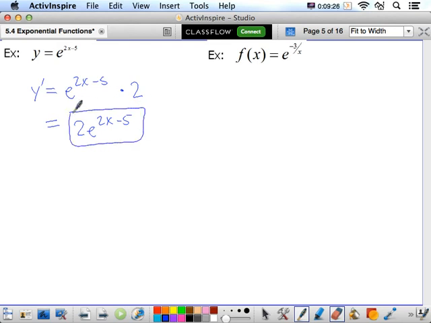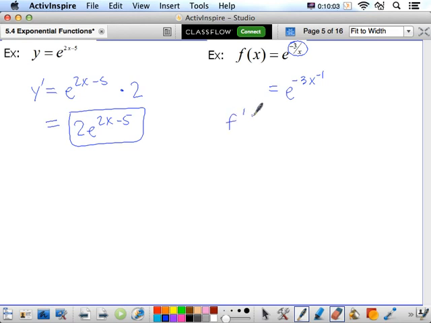Let's try another. f of x equals e to the negative 3 over x. As those exponents get more complicated, so does the calculus involved. The first thing I'm going to do is rewrite that exponent in a format that I can easily see its derivative. If I have e to the negative 3 over x, that's the same as e to the negative 3x to the negative 1. And if you look at it that way, it's much easier for you to take that derivative using the power rule.